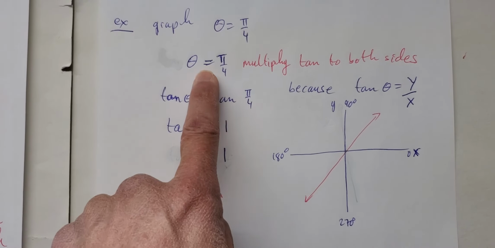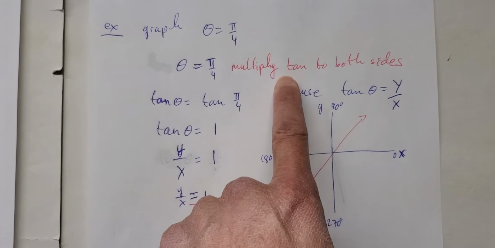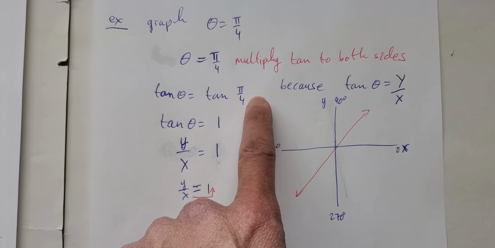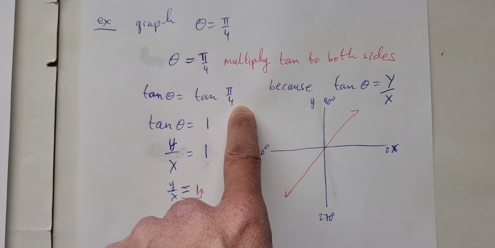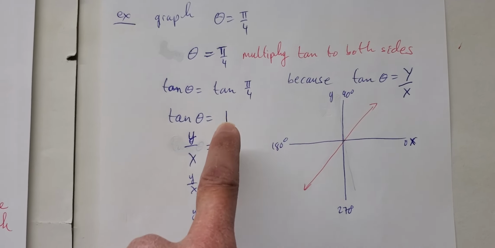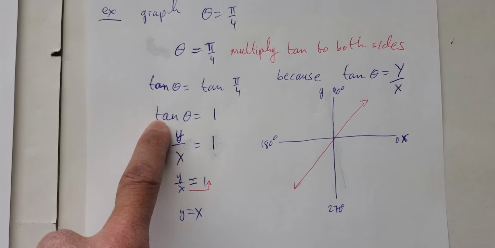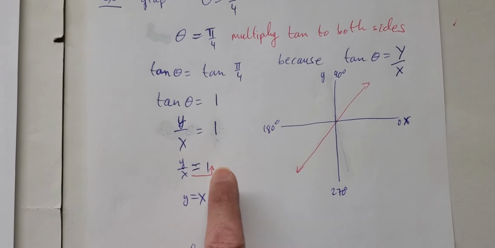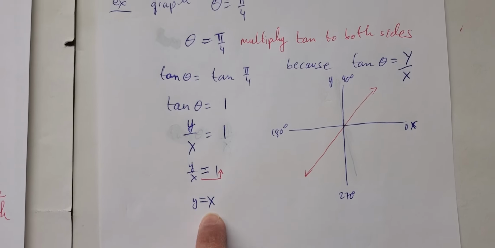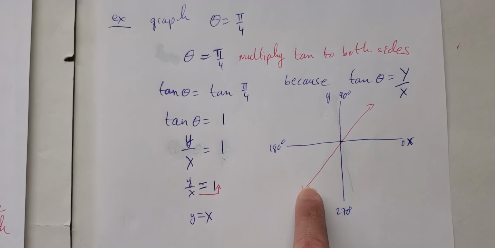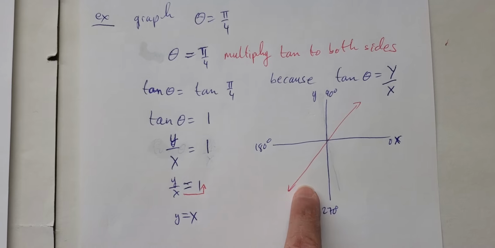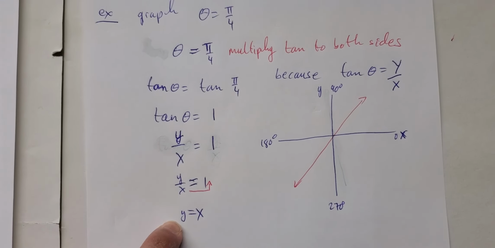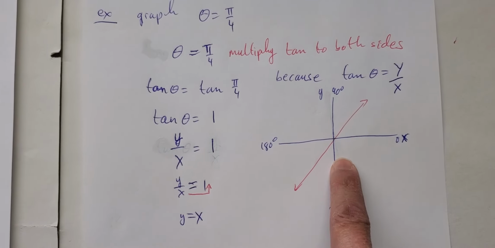Again, when you're given something like this, multiply tangent to both sides, use your calculator, tangent pi over 4, which is the same as 45 degrees, so it's equal to 1. We know that tangent is y over x, so bring the x to the right side, and I just have y equals x. What is y equals x? It's just a line right in the middle of the graph. Polar equation, rectangular equation, same graph, same location.